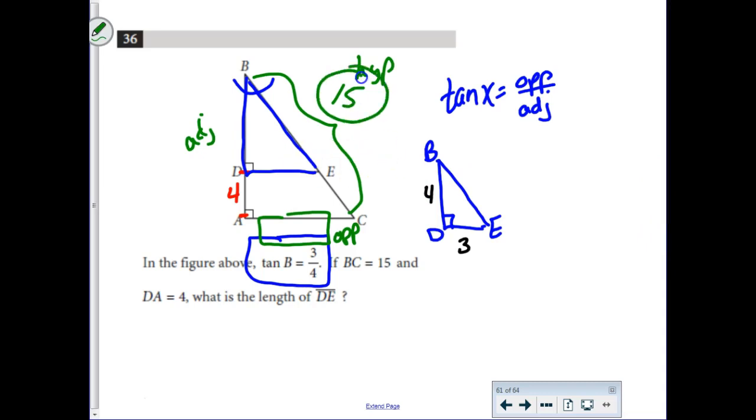This is 15. If your legs over here are in a relationship of 3, 4, do you remember what the hypotenuse has to be a family of? 5. That's called a Pythagorean triple. Pythagorean triples are like 3, 4, 5. Oh gosh, what's the other one? 5, 12, 13, 7, 24, 25. You don't really have to memorize all of them, but the 3, 4, 5 triangle shows up a lot on these tests if they're going to show up at all.